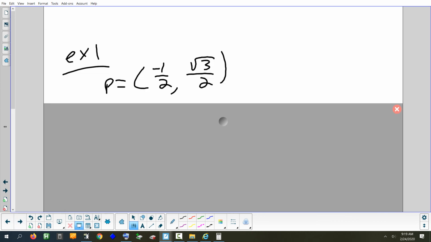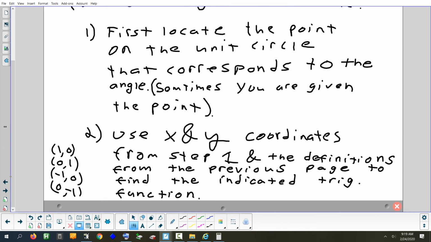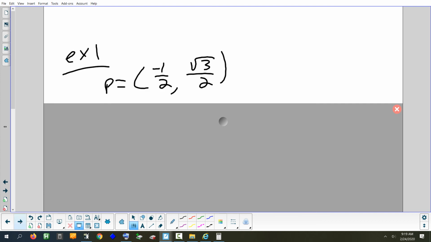That's the coordinate. -1/2, square root 3 over 2. Does that coordinate look like any of those four? No. So that coordinate is not the coordinate for 0, 90, 180, or 270. What is the coordinate for? Don't worry about it. Doesn't matter. You don't need to know what it's the coordinate for. You will by tomorrow.